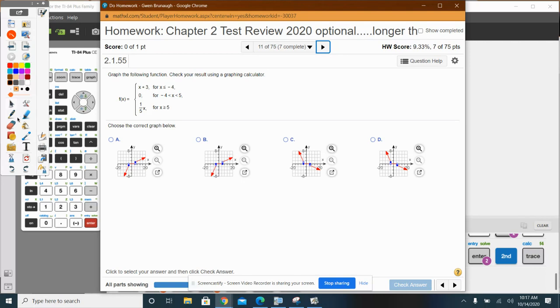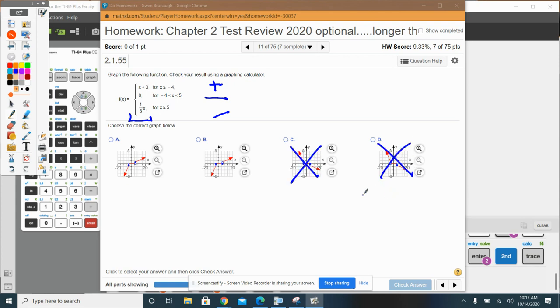Okay, let's talk about graphs now. So on these graphs, remember, you're going to look here and say, what am I dealing with? I'm dealing with a positive slope line. Then I'm going to look at a constant line at 0, and then another positive slope line. So everything has to be going uphill. So because this has a negative slope line, C and D are out.